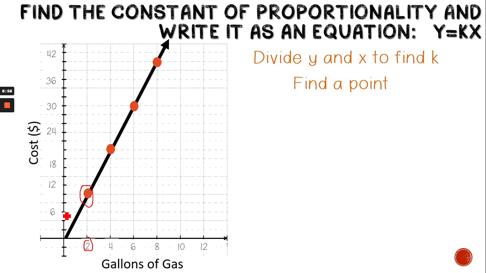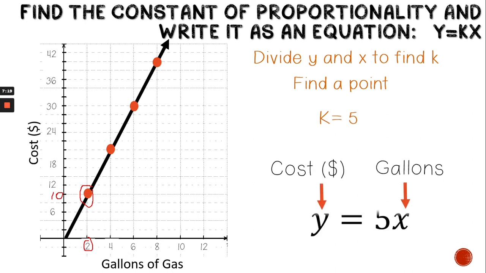So I'm like, this is 6, this is 12. So I'm thinking 2, 4, 6, 8, 10. So this number is actually 10. So again, my point is 2 comma 10, but I'm going to be dividing my y by my x. So this is going to be 10 divided by 2, which is 5. So my equation is y equals 5x.